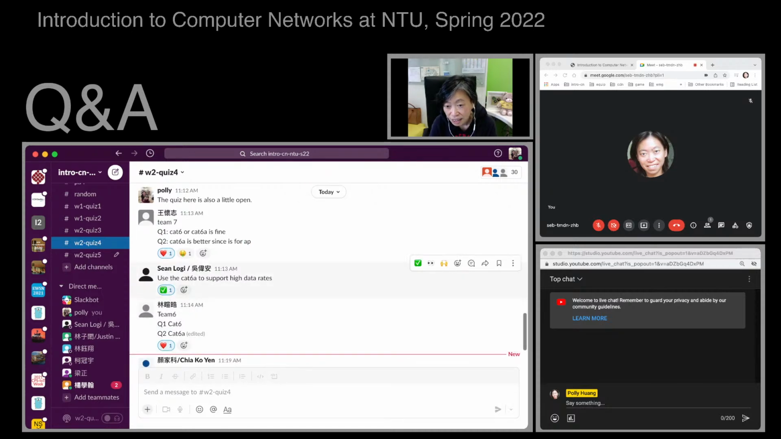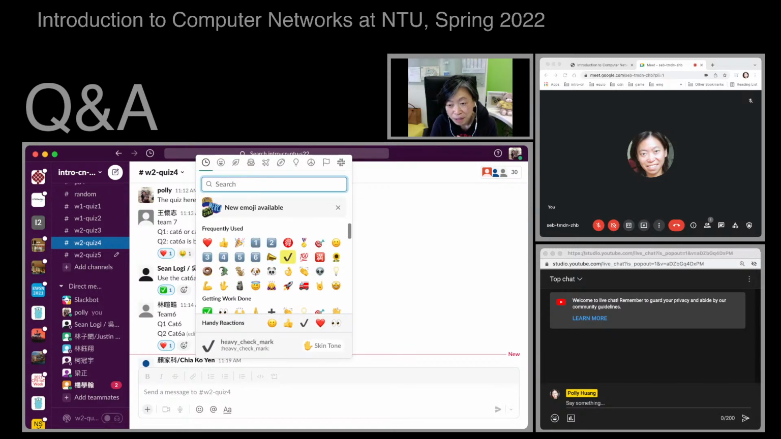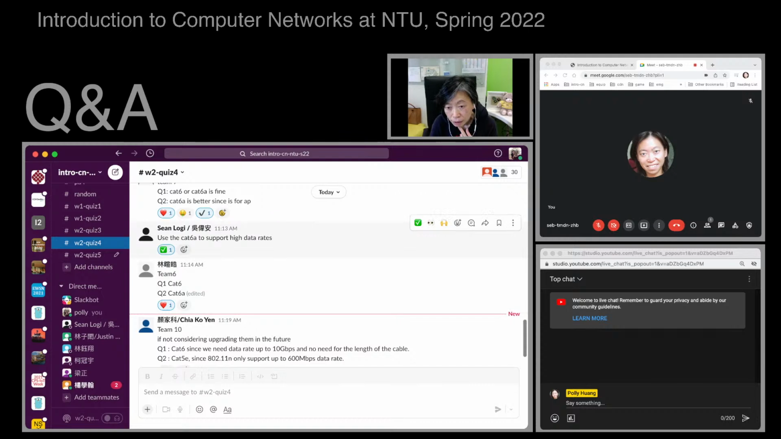Use the 6A. So Team 7 here is probably thinking more like Polly, right? 6A, but what is the minimum? Very good. Okay, Sean is trying to provide the answer, to explain why.